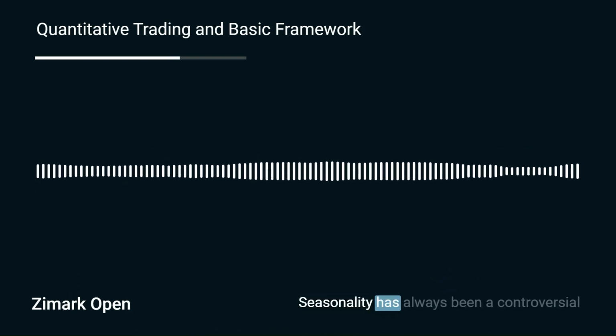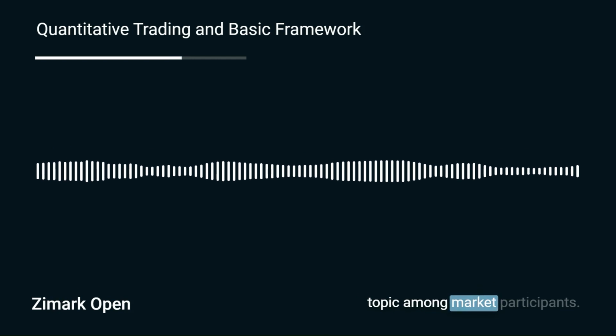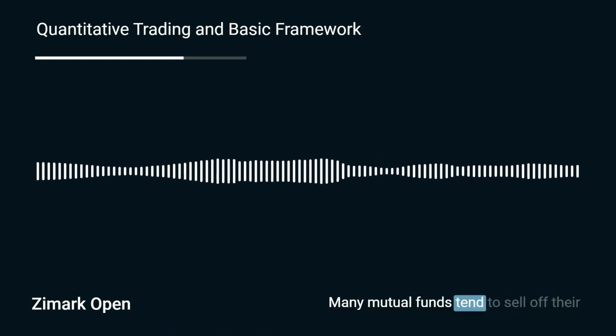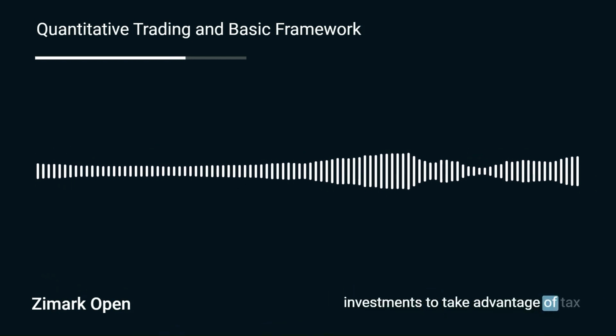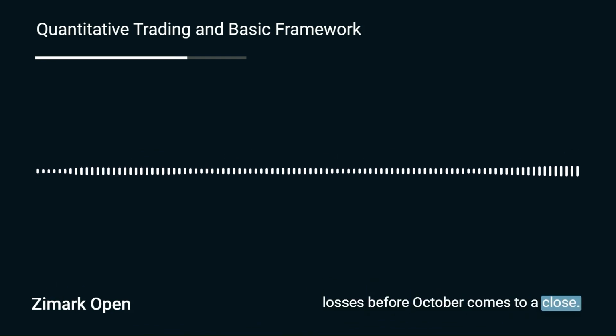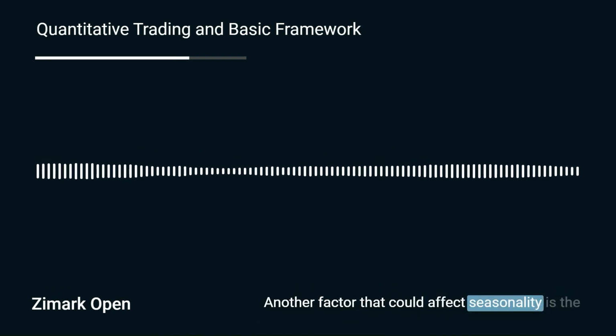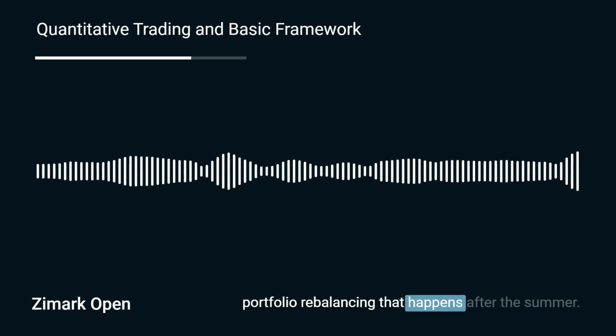Seasonality. Seasonality has always been a controversial topic among market participants. Many mutual funds tend to sell off their investments to take advantage of tax losses before October comes to a close. Another factor that could affect seasonality is the portfolio rebalancing that happens after the summer.